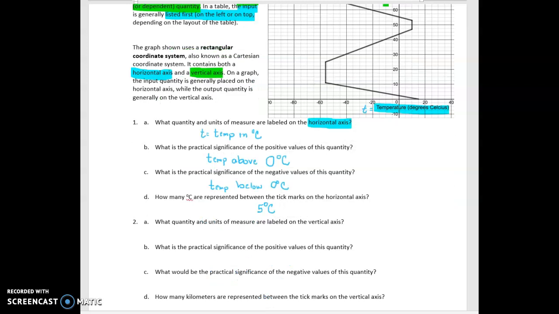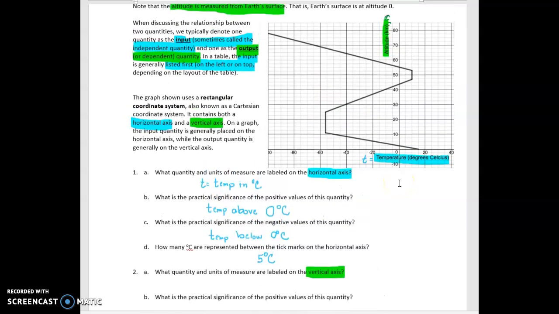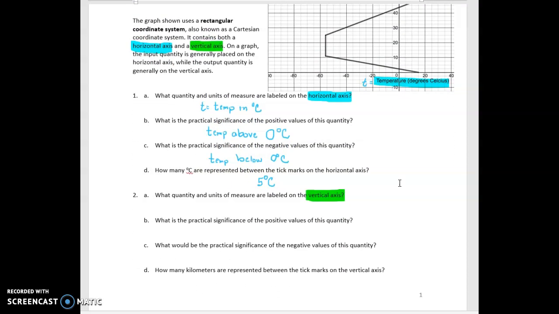Likewise, in question number 2, we're going to answer the same type of questions, except this time we're going to look at the vertical axis. The vertical axis is the output axis. And we know that the output axis was labeled A for the altitude in kilometers. So, again, we're defining the variable. Our variable has to have a reasonable letter, whatever it is we are talking about, and then the unit of measurement.